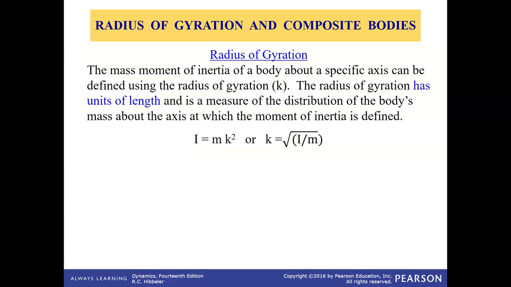So the equation for radius of gyration is I equals mk square, where k is the radius of gyration, I is the moment of inertia, and m is the mass. So for any object, if you know its moment of inertia and mass, you can calculate the radius of gyration by taking the square root of the division of moment of inertia by mass.